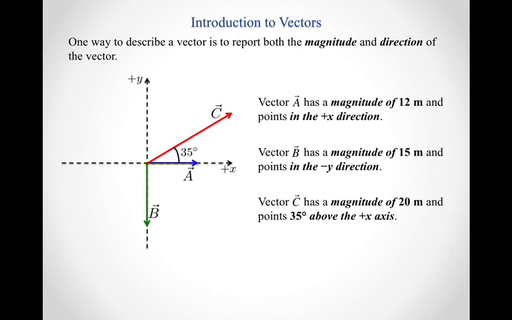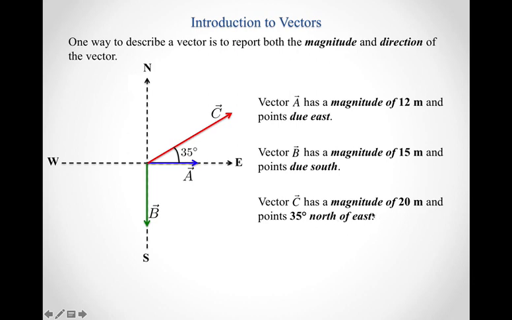Now, of course, here I'm giving you the directions relative to x and y as coordinates. We'll also work problems where we deal with cardinal directions, so north, south, east, west, but it's the same thing. Now instead of having plus x and plus y delineating the x and y axes, I'm telling you I've got a vector A that has a magnitude of 12 meters and points due east. Vector B has a magnitude of 15 meters and points due south. Vector C has a magnitude of 20 meters and points 35 degrees north of east.